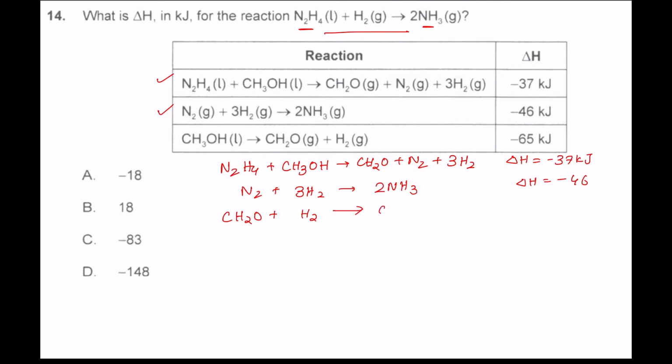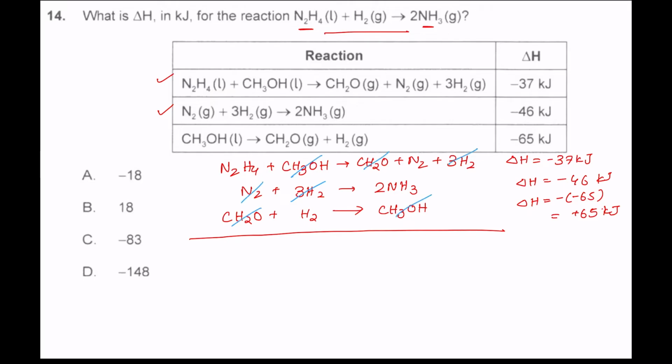This will give me CH3OH. What's the delta H? If I reverse the reaction, the minus 65 will become plus 65. Minus of minus 65, that is plus 65 kilojoules. Now, if I add these three reactions, let's see what gets cancelled out. The 3H2 on both sides will get cancelled out. CH2O will get cancelled out. CH3OH will get cancelled out. The N2 also will get cancelled out. So finally, I'll be left with N2H4 plus H2, which will give me twice NH3.